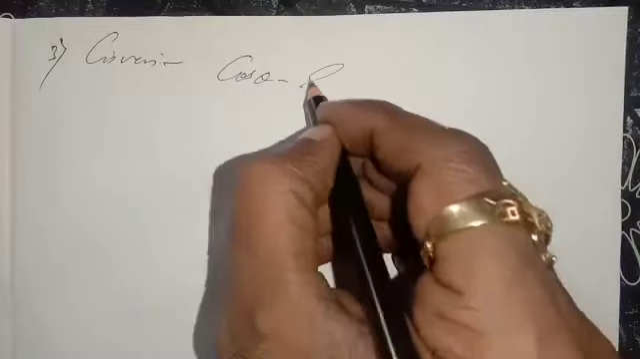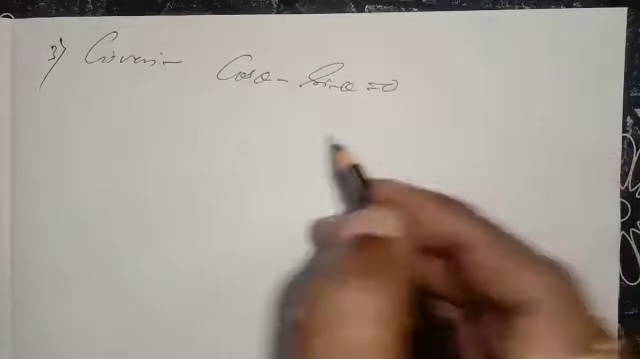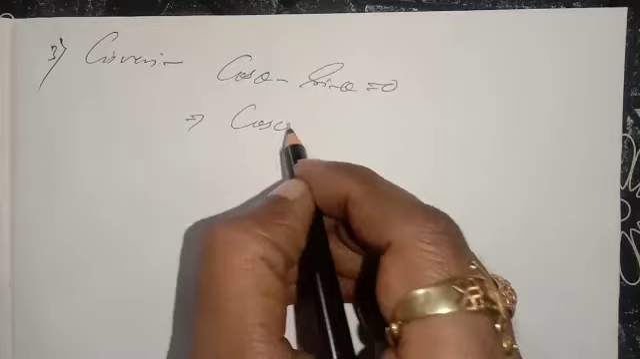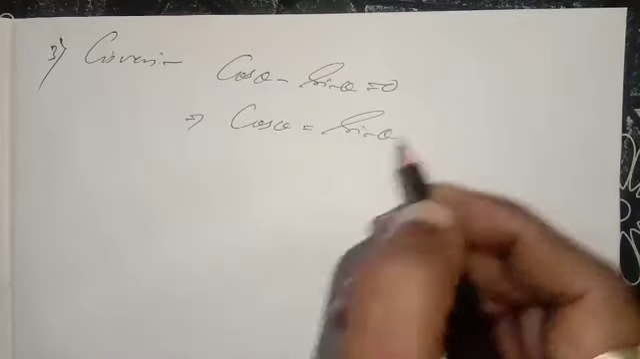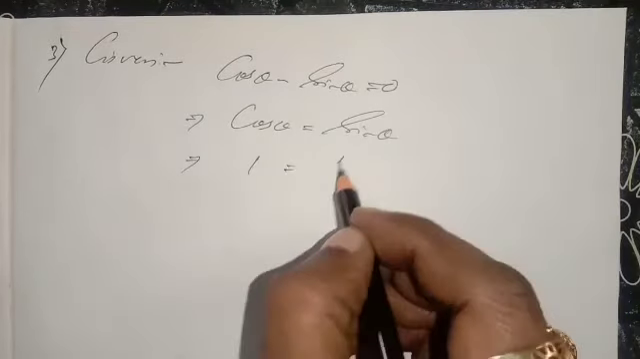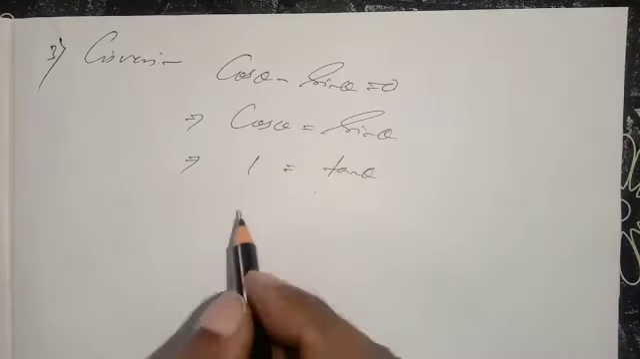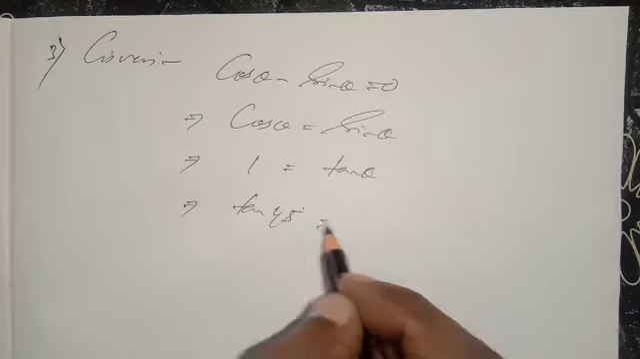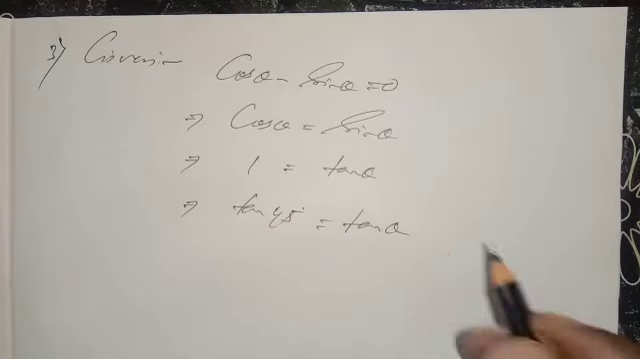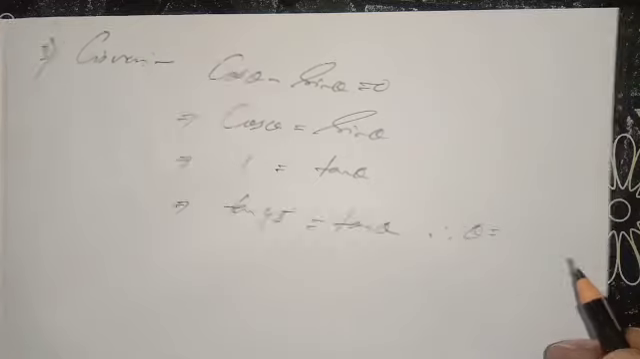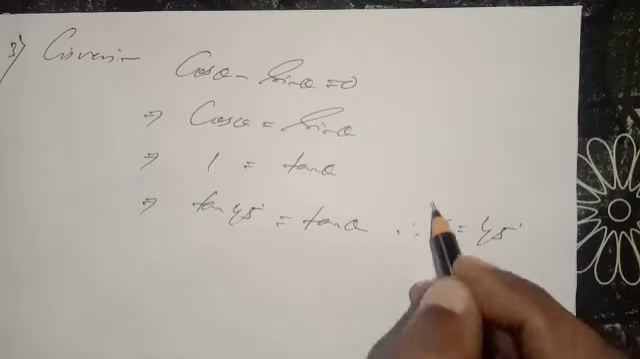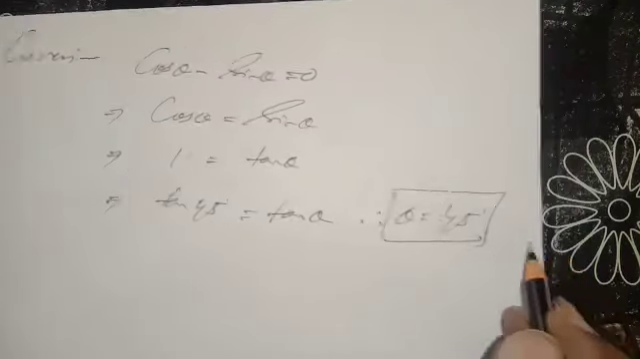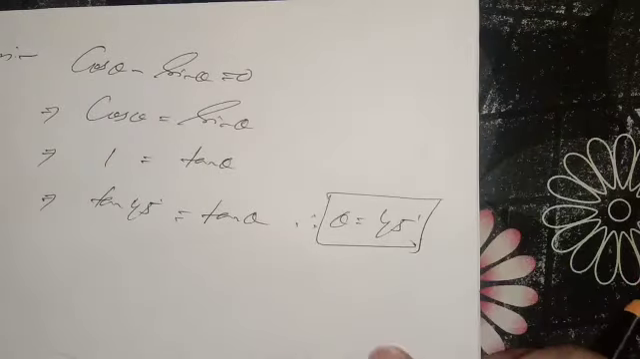Your given part, that is cos theta minus sin theta is equal to 0. So this implies cos theta is equal to sin theta. If you divide by cos theta, that will be tan theta, sin by cos is tan. That means tan 45 is 1, so tan 45 is equal to tan theta. Therefore, theta is equal to 45 degrees. So what is the answer? The answer is theta is equal to 45 degrees. In this way, question number 3 is also completed.